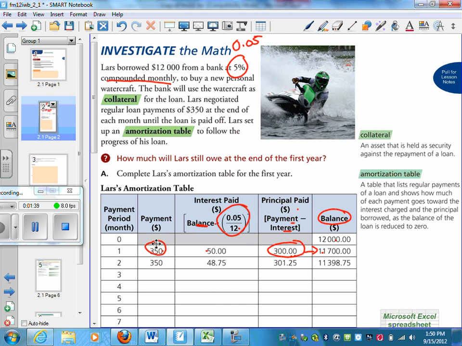As you can see, as time goes on, his interest gets less because his interest is based on a smaller amount. So as time goes on, more and more of his payments actually go towards his principal, and his balance rather. Okay, so I'll show you what this looks like in a spreadsheet.